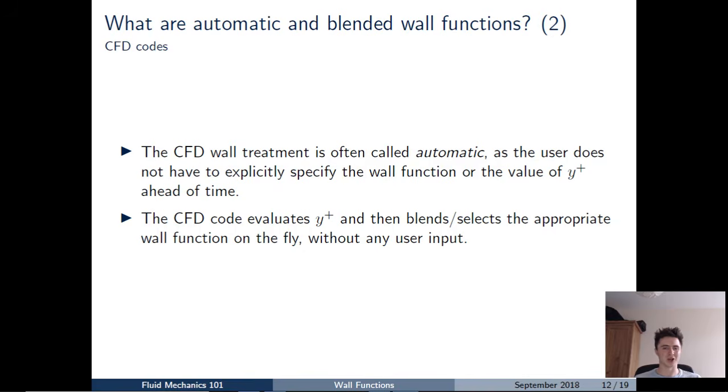Remembering, of course, that when you create the mesh initially you don't know what the value of y+ is, and actually y+ varies and changes as the simulation converges. So the CFD code on the fly will switch between the appropriate wall treatments without any user input. And this is often why wall treatment is called automatic or blended. We don't have to specify ahead of time what we're going to do, and the user can simply specify a boundary as a wall, and the CFD code will do the rest.